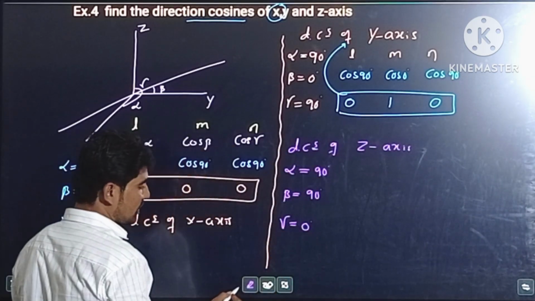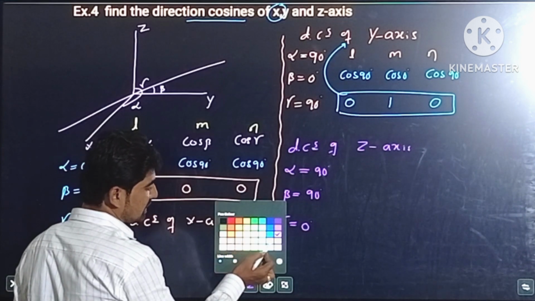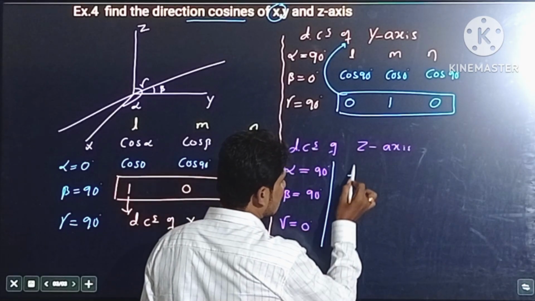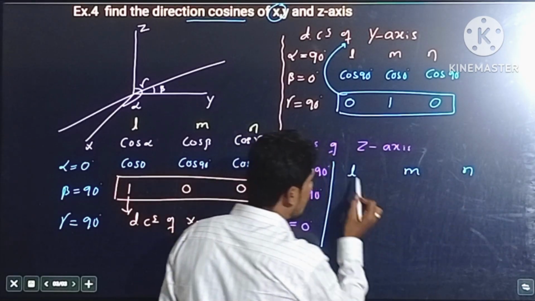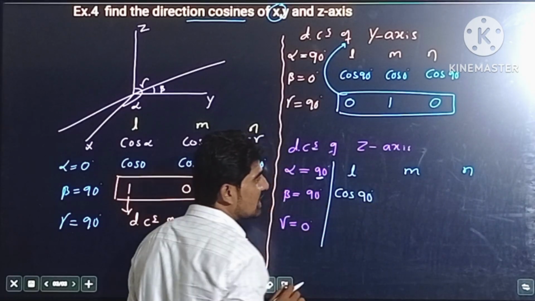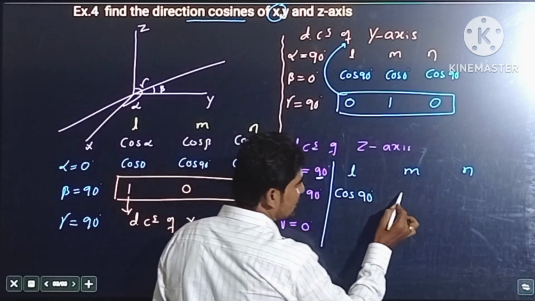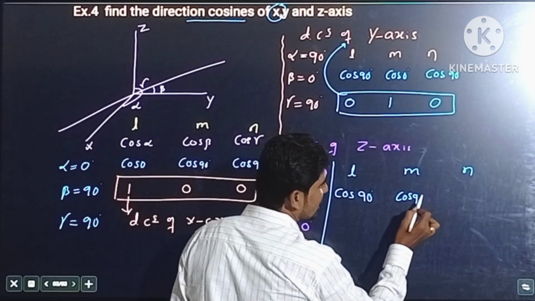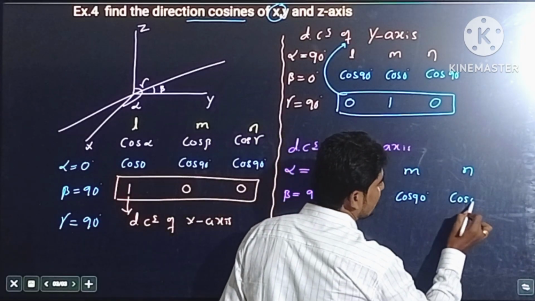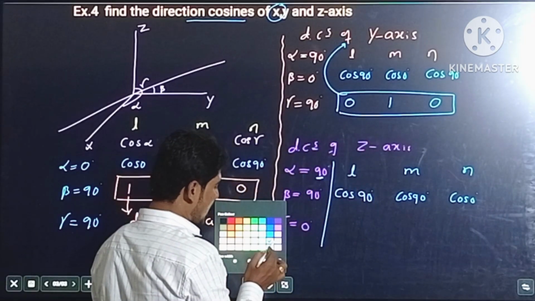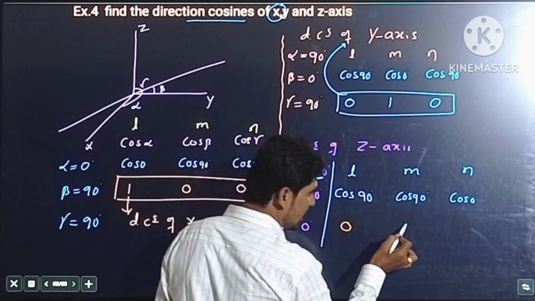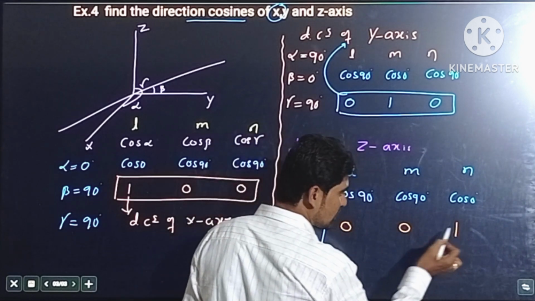Therefore, the direction cosines of the z-axis are L, M and N. The value of L is cos alpha, the value of alpha is 90 degree, therefore cos 90 degree. And the value of M is cos beta, beta is 90 degree, therefore the value of M is cos 90 degree. Similarly, the value of N is cos 0. As you know the values of cos 0 and cos 90: the value of cos 90 is 0, cos 90 is 0, and the value of cos 0 is 1.